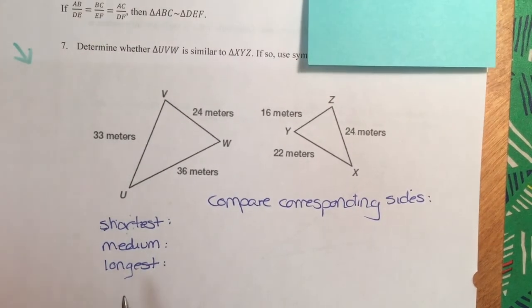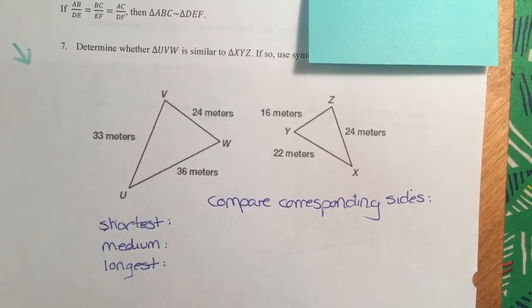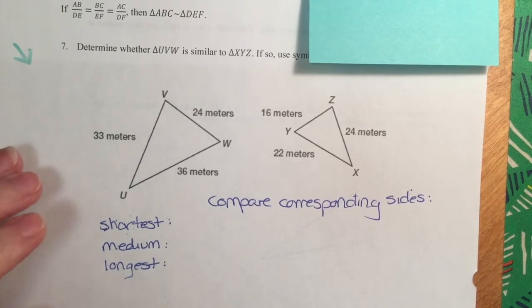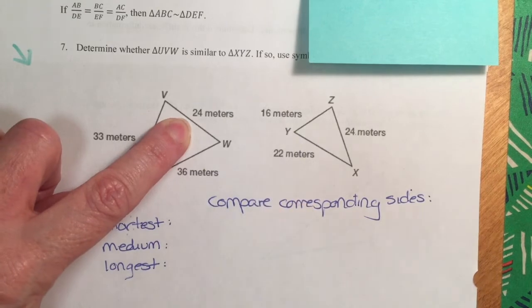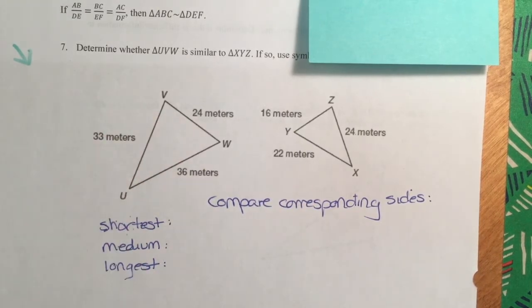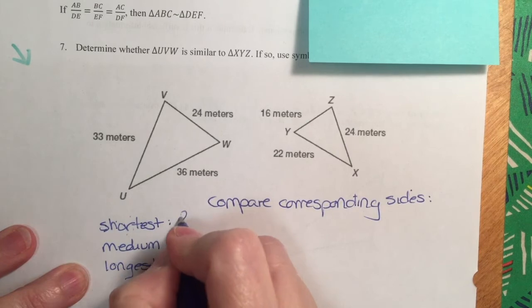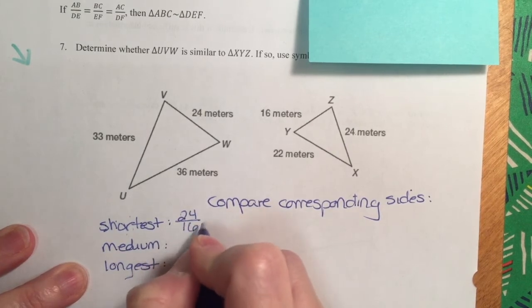So let's compare the shortest side to the shortest side. That's the easiest way to figure out what the corresponding pairs are. Shortest to shortest, longest to longest. So our shortest side and our shortest side are 24 and 16. So we can compare those. We can write a fraction, write a ratio, right? So we'll compare 24 to 16, and that's 1.5.